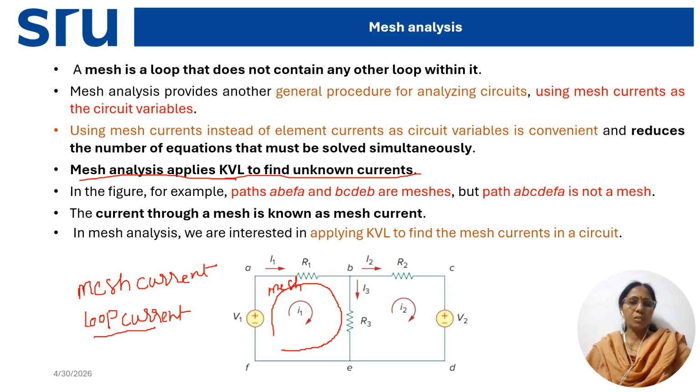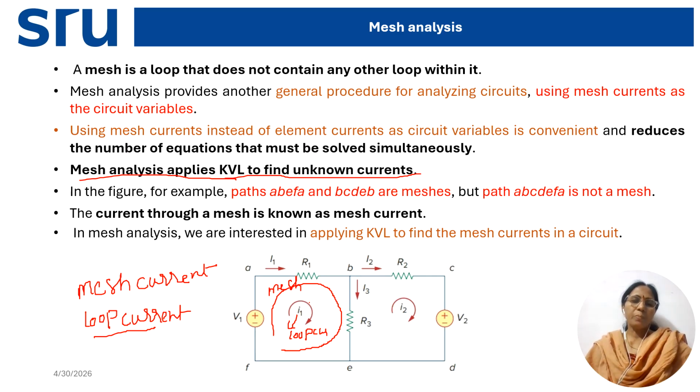What is the loop? Just now we discussed. This is the closed path in the network, and in that loop the current is represented with I1. So this current is a loop current or mesh current. Using mesh analysis we can find this loop current I1, as well as in the second loop the I2 current. After getting these loop currents, we can determine the branch currents.